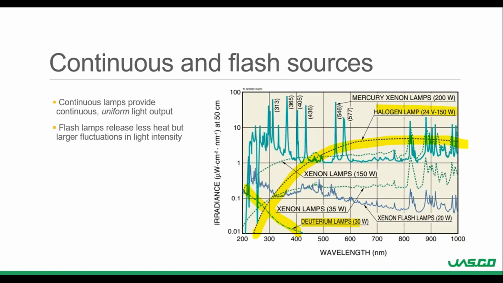Continuous sources, however, can combat photobleaching through the proper use of shutters, so you're only opening the shutter to actually perform the measure. In the spectral distribution diagram on the right, you can see the continuous halogen lamp, which is highlighted in yellow, produces significantly more light energy than the xenon flash lamp, which I've highlighted here in blue.